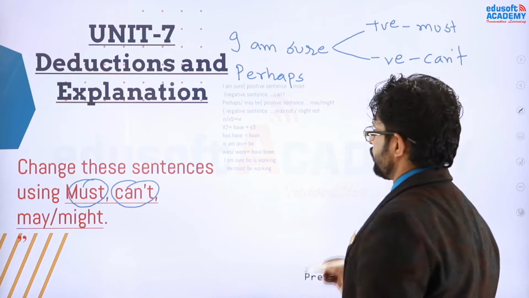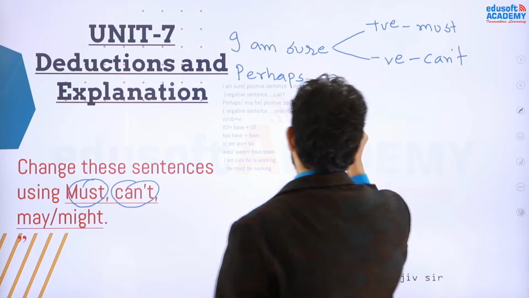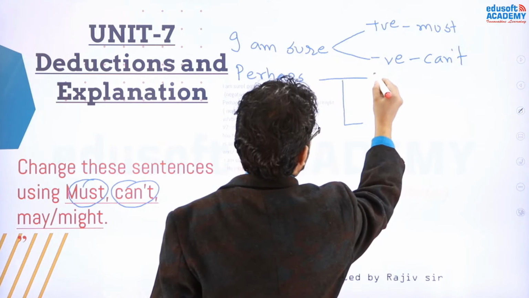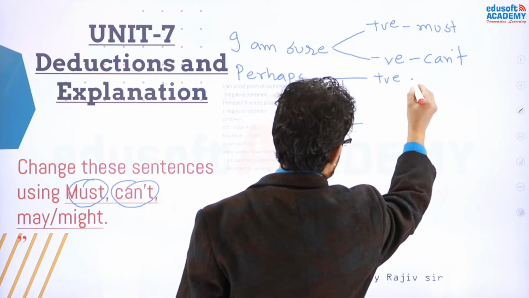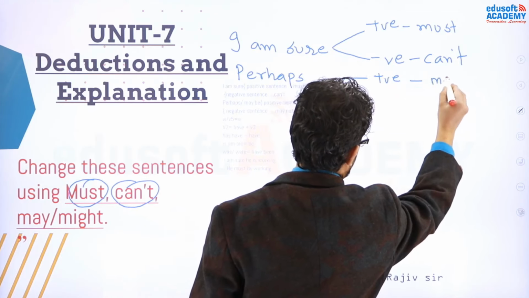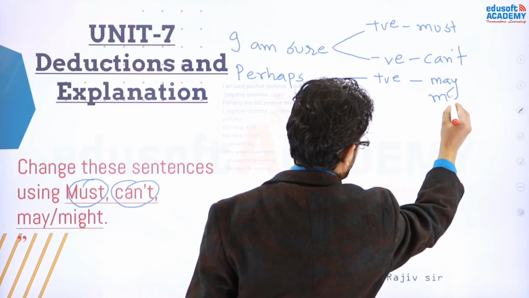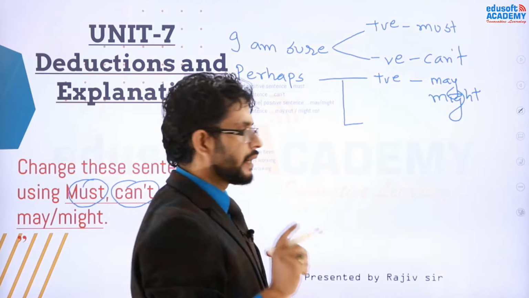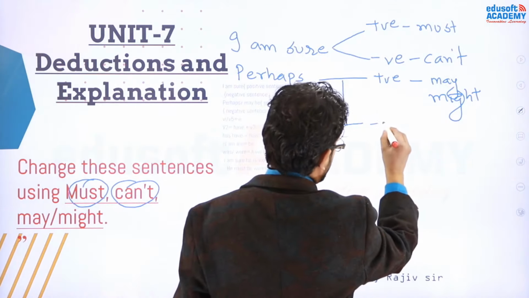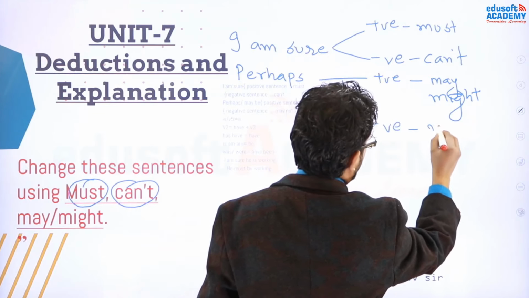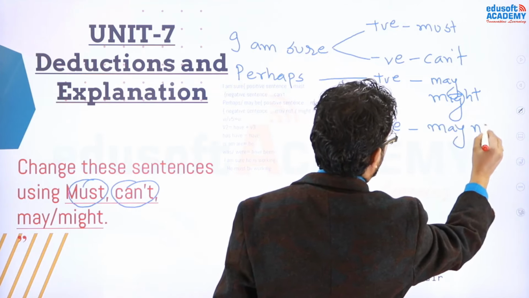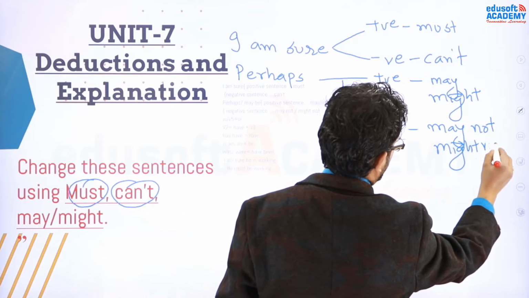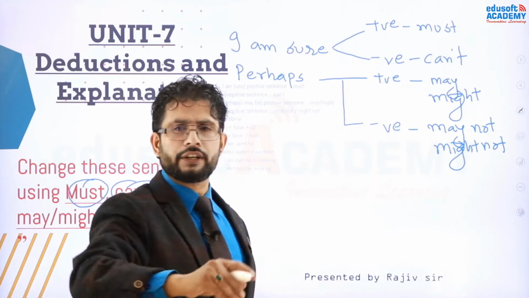First thing you understood. Similarly, if the sentence begins with perhaps and is followed by a positive sentence, you are going to write may. You can also write might. Only one. Please do write only one. Don't write both. But if it is negative, then you are going to write may not or might not. You need to know this thing. Is it clear to you?